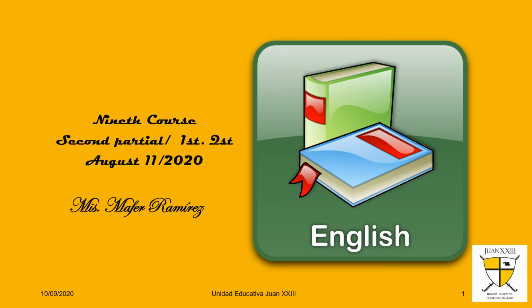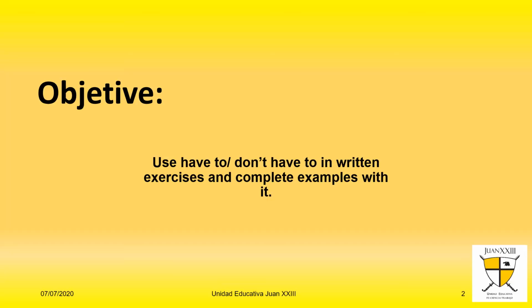For today, we are going to review something about the grammar and the vocabulary that we learned in this unit, okay? We are going to work with the book. The objective is to use have to and don't have to in writing exercises and complete examples with it.